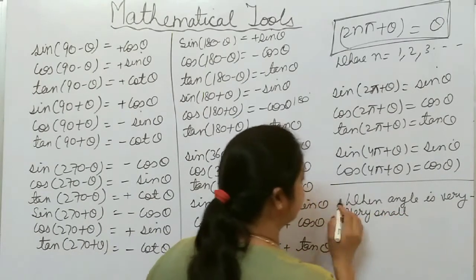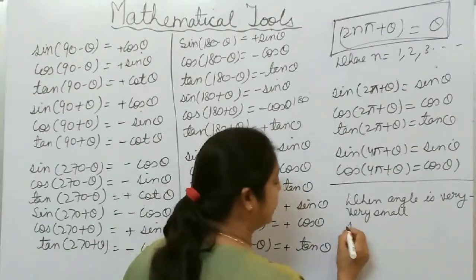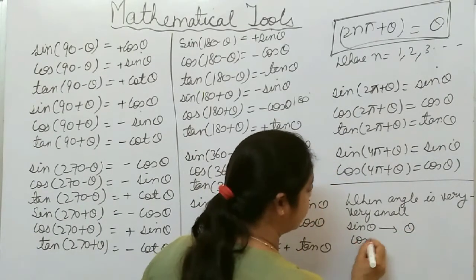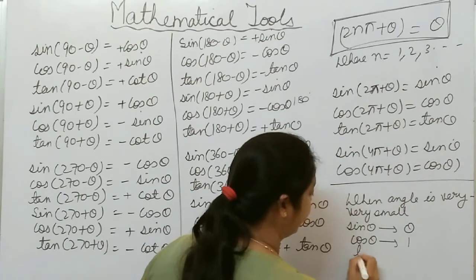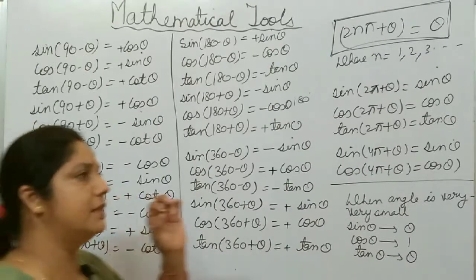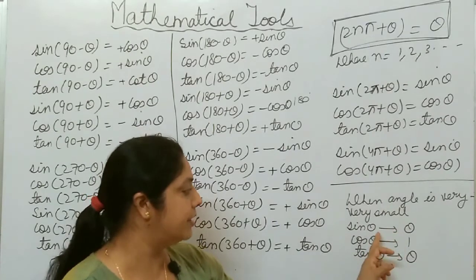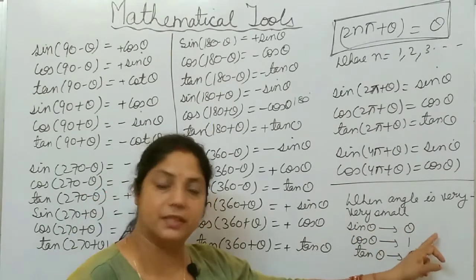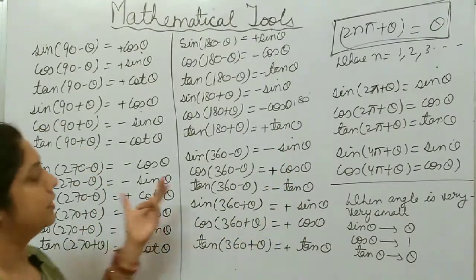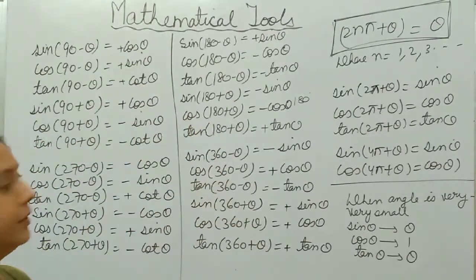It is used at many places when you are solving questions in physics. When the angle is very, very small, then sine theta becomes theta, cos theta becomes 1, and tan theta becomes theta. Very small means between 0 and 10 degrees, or you can say 20 degrees. So this topic, trigonometry, is also very important. All these formulas are used whenever you are solving questions in physics.